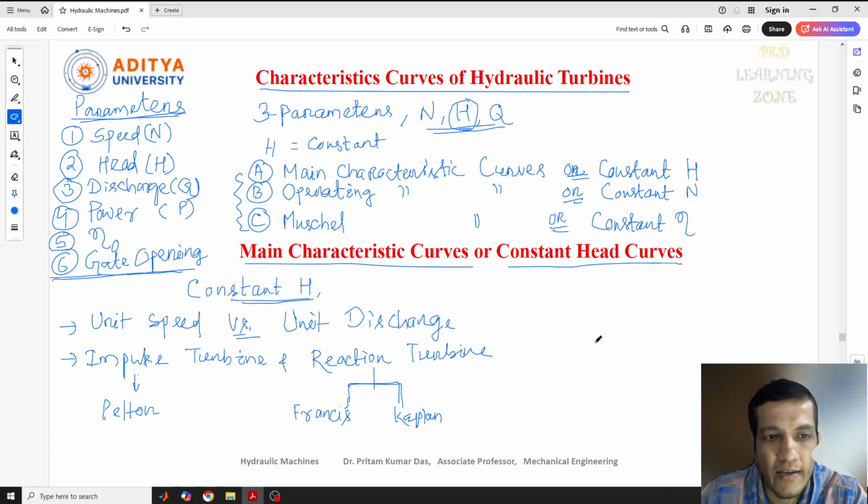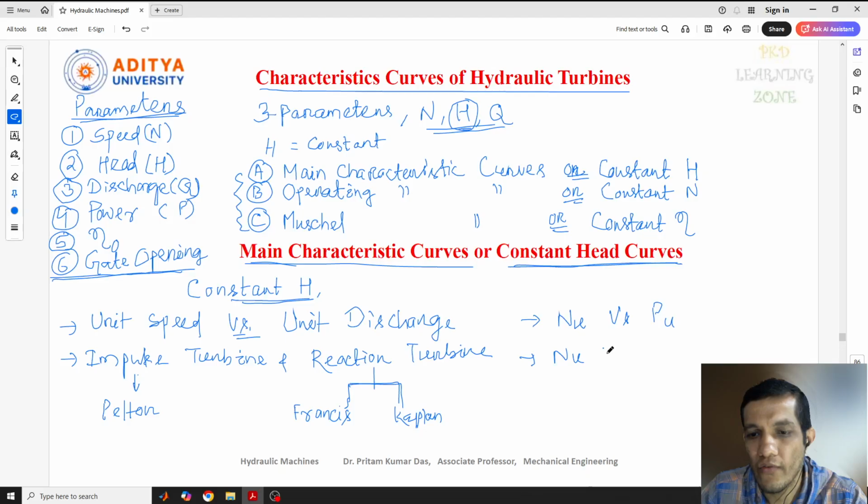Other parts, like in these main characteristics curves, by keeping the head constant, as I told you, first we'll discuss unit speed and unit discharge. Then with respect to unit speed, we'll compare unit speed versus unit power. We'll discuss the unit power. Similarly, unit speed versus efficiency. Overall efficiency is what we are going to discuss. So we'll discuss these things one by one.